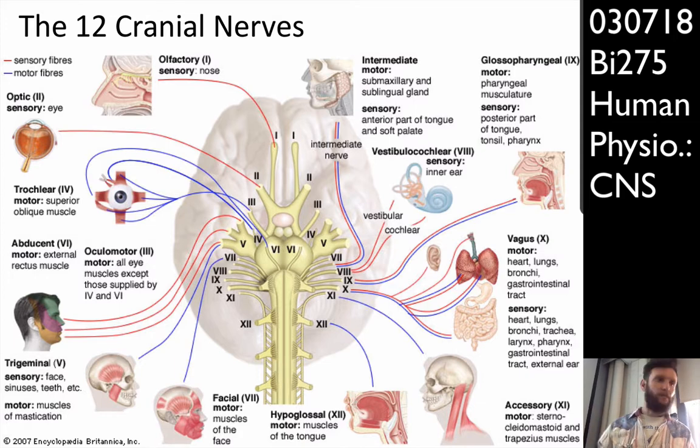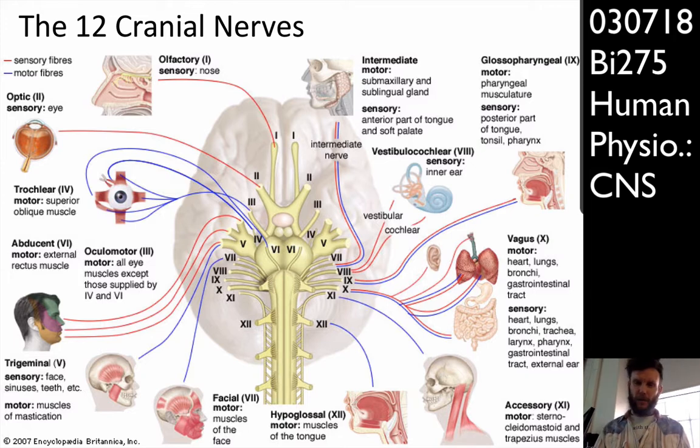None of the rest of them are going to play into any discussions that we have throughout the semester, I don't think. The glossopharyngeal and the facial nerve, 7 and 9, I'll talk about a little bit when I talk about taste, because they're responsible for taste and salivation. Anyways, there's the cranial nerves.